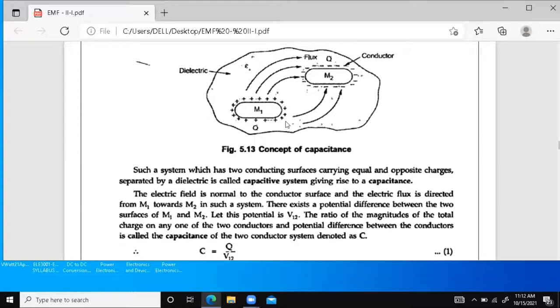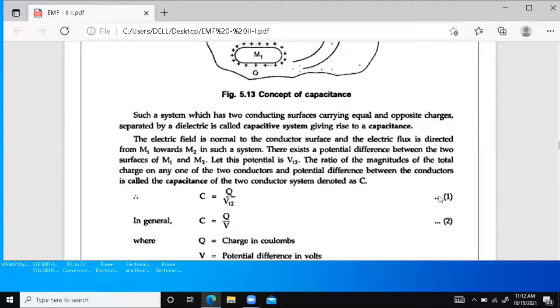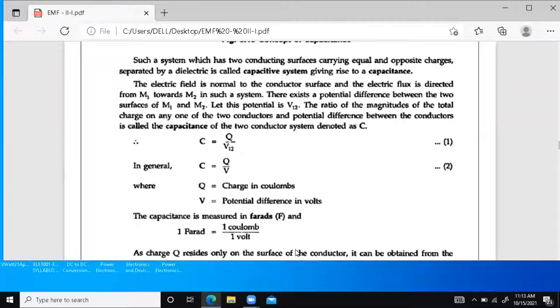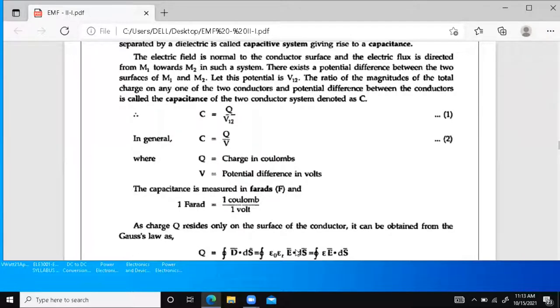The ratio of the magnitudes of the total charge on any one of the two conductors and the potential difference between the conductors is called the capacitance of the two conductor system, denoted as C. So this ratio, C equals Q over V. Q is charge in coulombs, and V is potential difference in volts. Right? Coulomb over volt is known as farad.